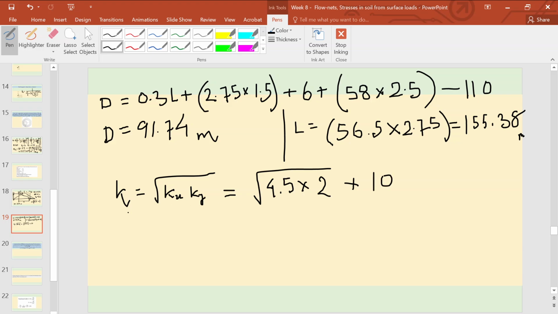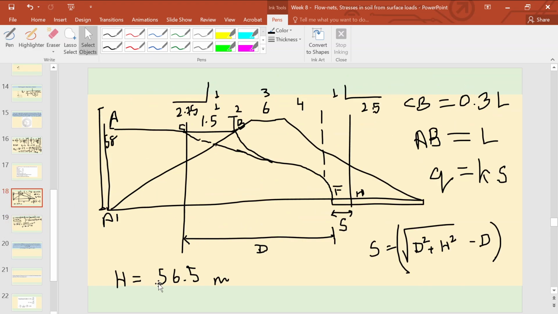Now to find the equivalent value of k in the horizontal direction, root over kx into ky, for this transformed section. So 10 to the power minus 7 remains constant, root over of kx is 4.5, ky is 2, gives us 9, so the value becomes k equals 3 into 10 to the power minus 7 meter per second. Now we have d, we have h.